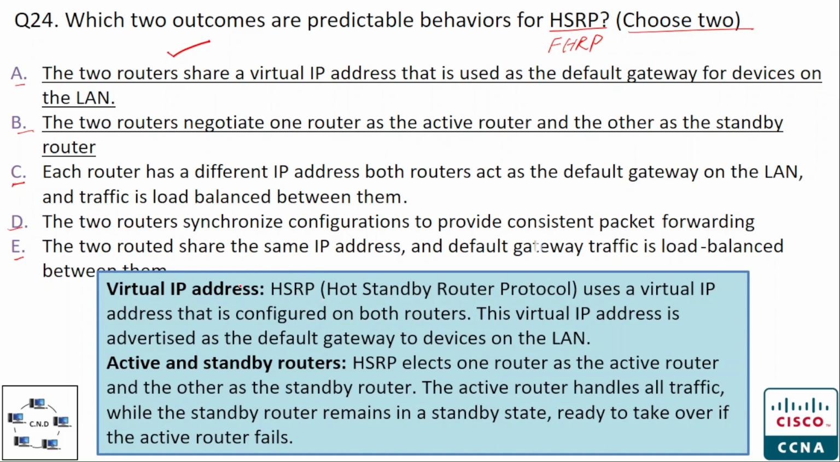The virtual IP address, this is for option A. HSRP, that is Hot Standby Router Protocol, uses a virtual IP address that is configured on both routers. This virtual IP address is advertised as the default gateway to devices on the LAN. Active and standby routers: HSRP elects one router as the active router and the other router as the standby router. The active router handles all traffic while the standby router remains in a standby state, ready to take over if the active router fails.